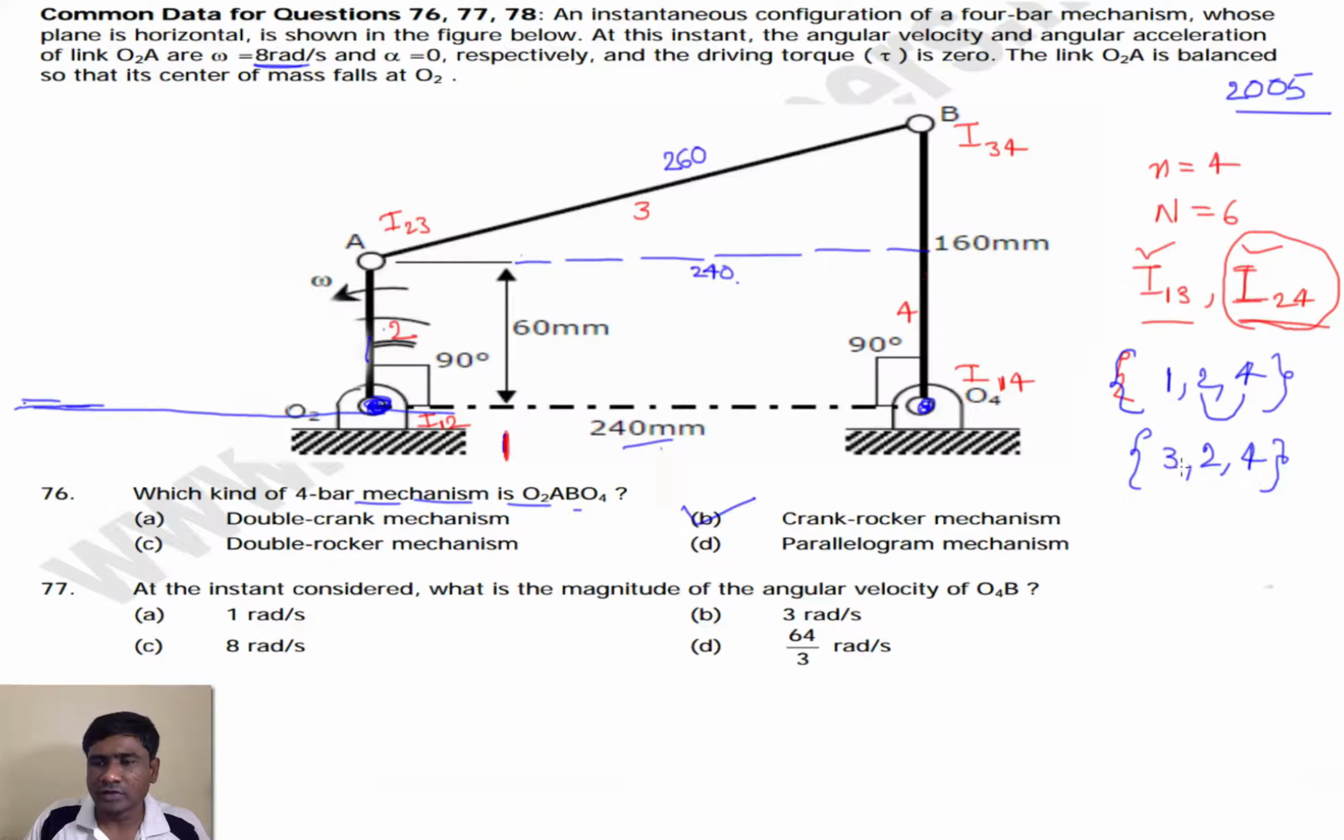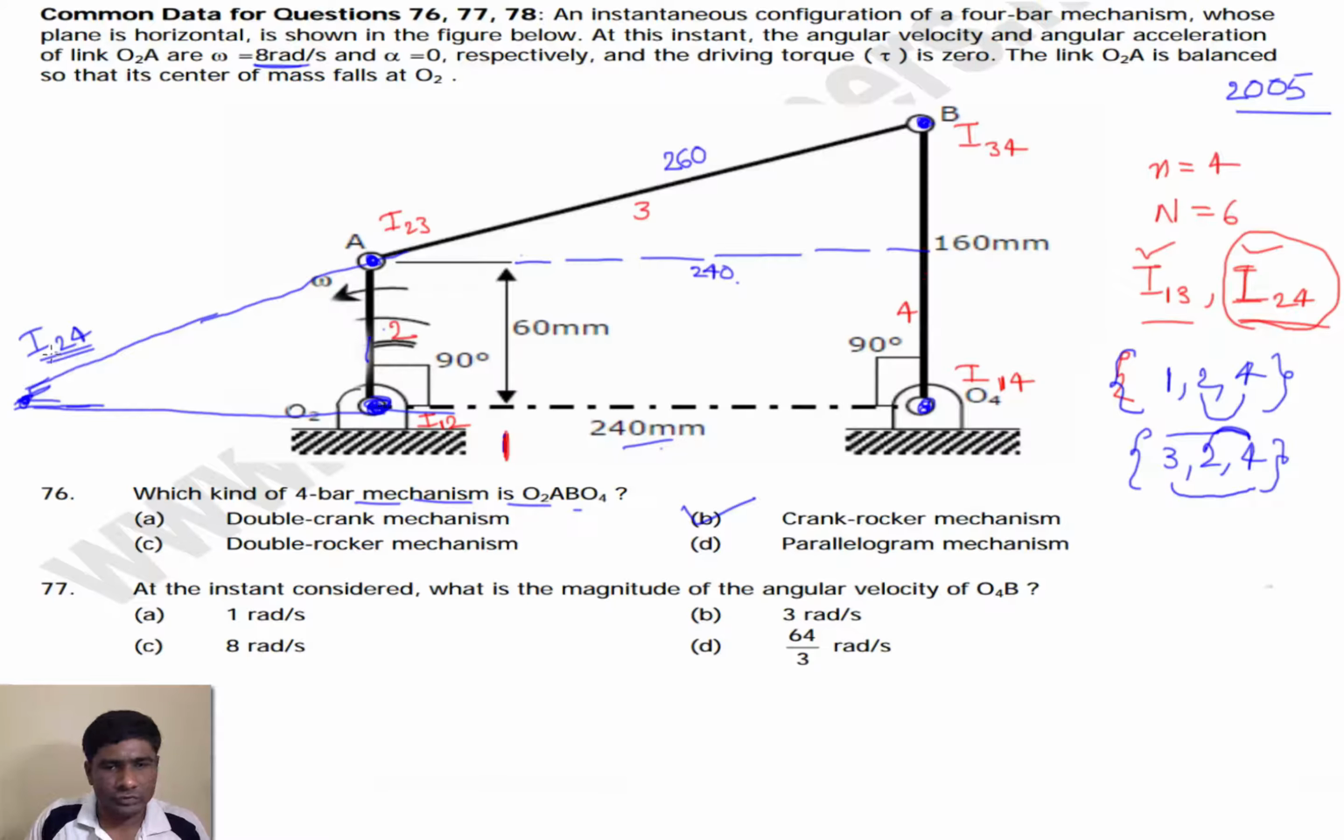What is the instantaneous center between 2 and 3? This is point A. A is the instantaneous center between 2 and 3, and the instantaneous center between 3 and 4 is at point B. So the instantaneous center between 2 and 4 for this set should lie on the line joining these two points. If you draw it, it would be like this, and these two lines meet at this position. So this is the instantaneous center 2 and 4.